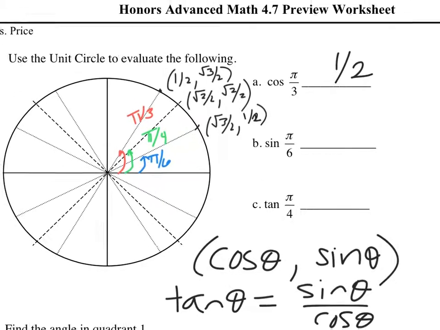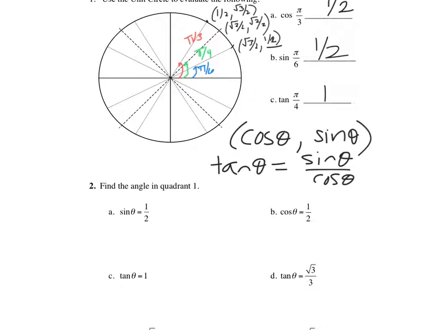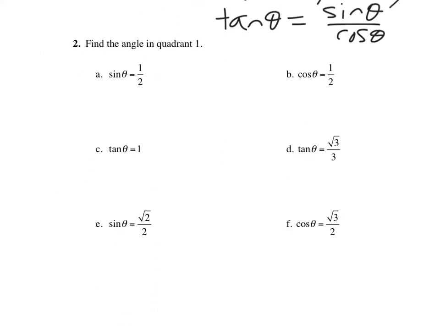If you go to the sine of pi over 6, the answer is 1/2 again. Go to pi over 6, out to the y coordinate, it's 1/2. And the tangent of pi over 4 is the sine over the cosine. They're exactly the same, so tangent of pi over 4 is 1. Okay, you feel pretty good? Let's just review. Now, these are working the other way, okay? And this is going to help us with what we're going to do today.